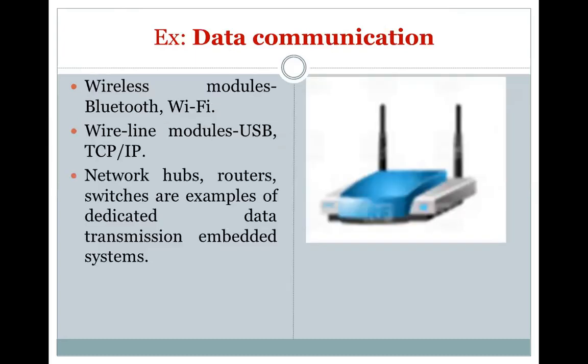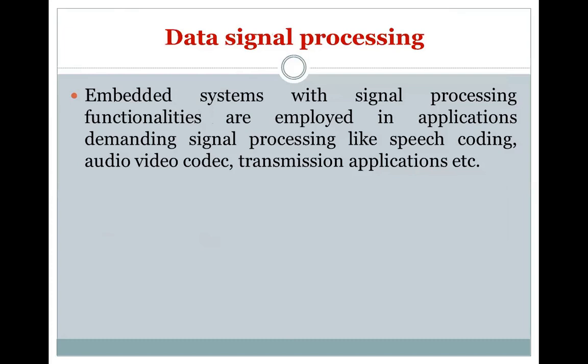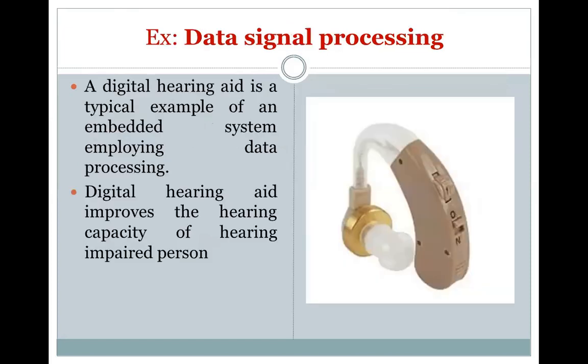In data communication, wireless modules like Bluetooth and Wi-Fi, and wireline modules like USB, TCP/IP, network hubs, routers, and switches are examples of dedicated data transmission embedded systems. Data signal processing: embedded systems with signal processing functionalities are employed in applications demanding signal processing like speech coding, audio video codec, transmission applications, etc. And this is an example of data signal processing, that is a hearing machine. A digital hearing aid improves the hearing capacity of the hearing impaired person.